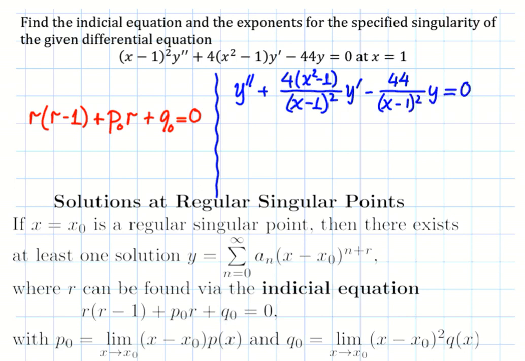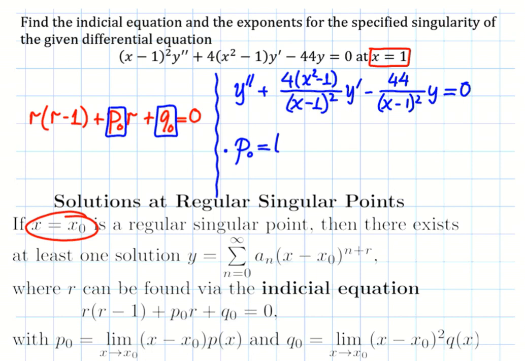Notice that in this problem we are given that x equal to 1 is a regular singular point. So the x naught in this case is going to be 1. So the x naught in the calculation here is going to be equal to 1. So we find the coefficient for r. We're going to find p naught and q naught.